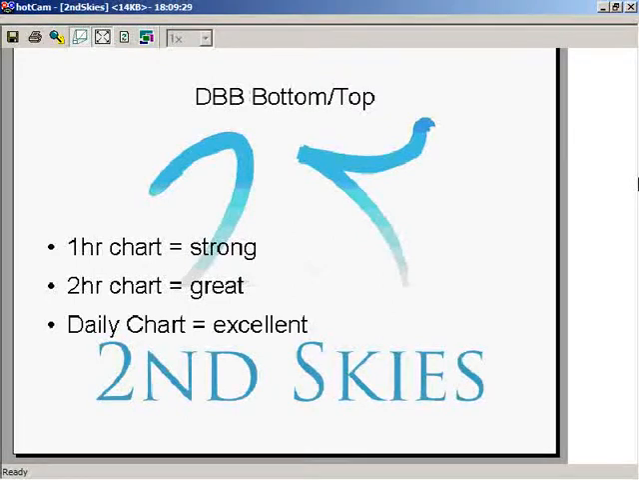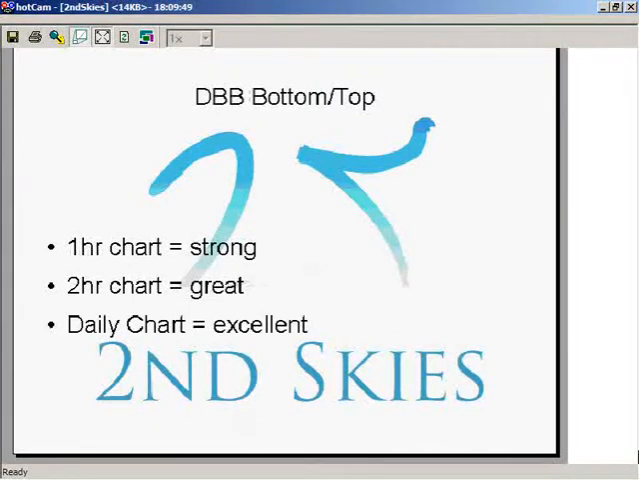I tend to not go below the 1 hour chart for the Bollinger Bands, just because the Bollinger Bands can get violated a lot at the lower and lower levels. But when you see these signals on a 1 hour chart, they're usually very, very strong signals. When you see them on a 2 hour chart, they're even greater. And then when you have them on a daily chart, they're excellent, although they don't happen as much. They're few and far between.